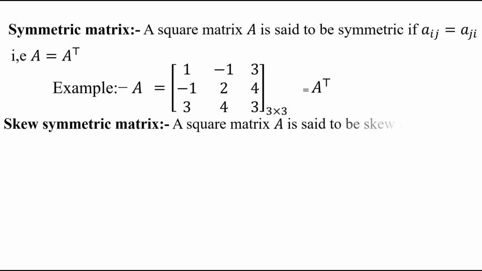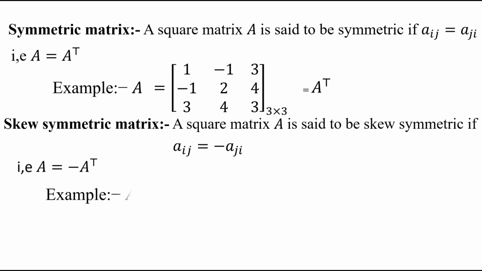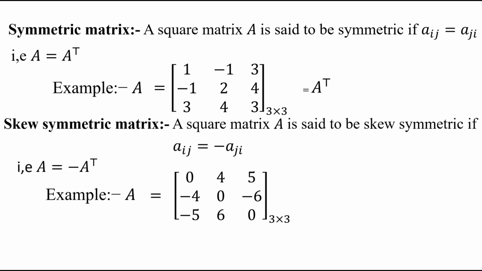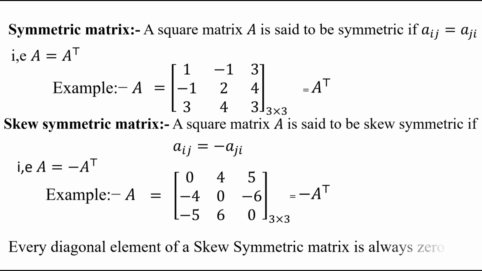Then comes the skew symmetric matrix. Square matrix A is said to be skew symmetric if the elements are such that Aij is equal to minus Aji. So if you consider the example of a skew symmetric matrix, the diagonal elements are all zeros and the corresponding elements will have opposite signs. Okay, so always in a skew symmetric matrix, the diagonal elements will be zeros for a real skew symmetric matrix.